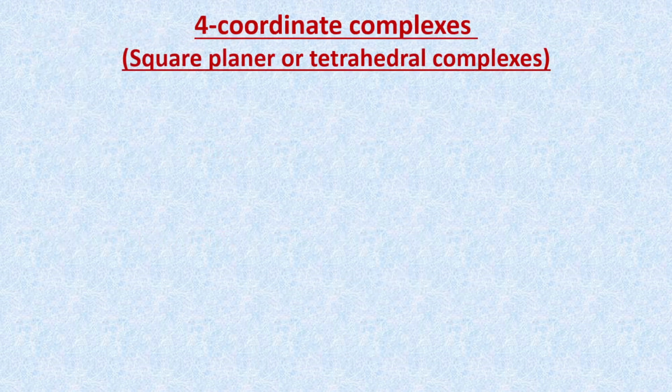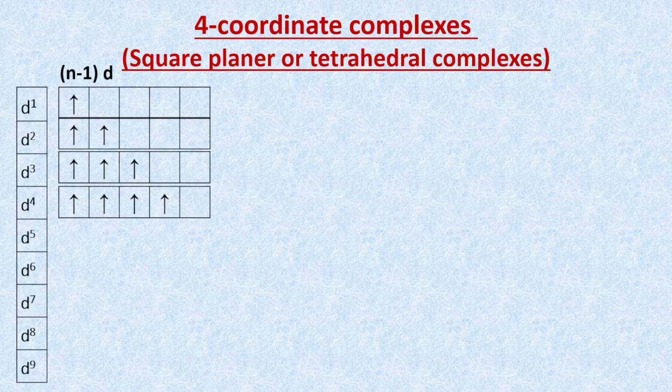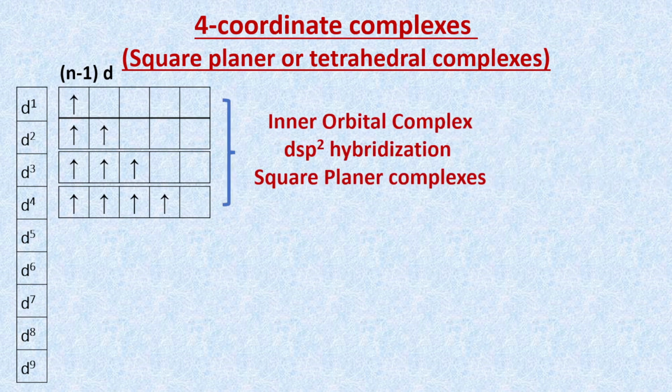Okay, now let us discuss 4 coordinate square planar and tetrahedral complexes. In d1, d2, d3 and d4 systems, there is at least one vacant d orbital, so they can form dsp2 hybrid orbitals and can accept electrons from ligands into the vacant hybrid orbitals. Therefore, these four systems always form an inner orbital complex, that is square planar complex.